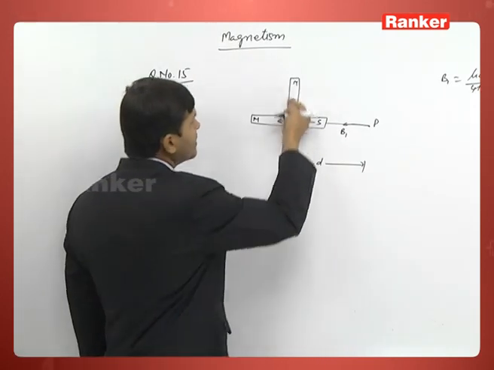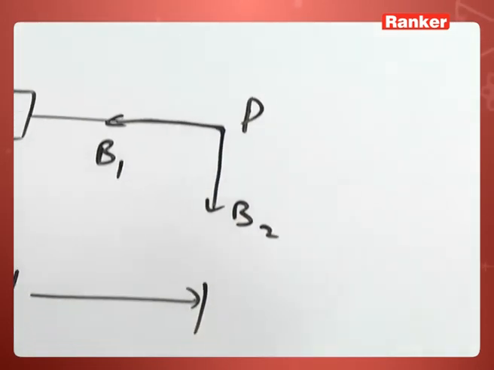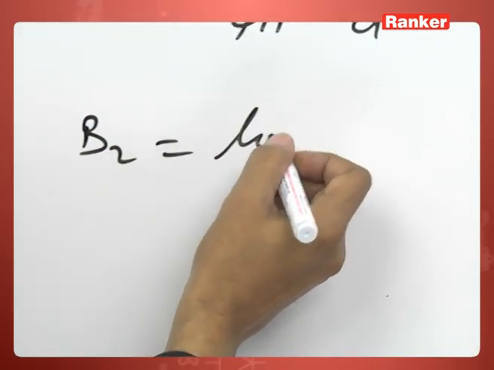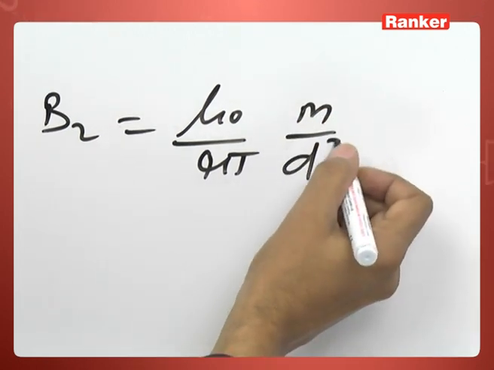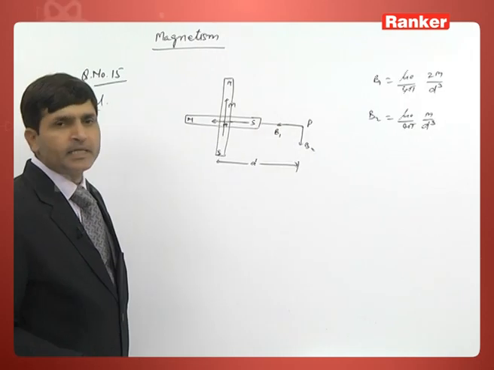So the magnetic moment is in this direction, so magnetic field B2 will be in this direction. B2 is equal to μ0 by 4π, M by d cube. So these two fields are mutually perpendicular.